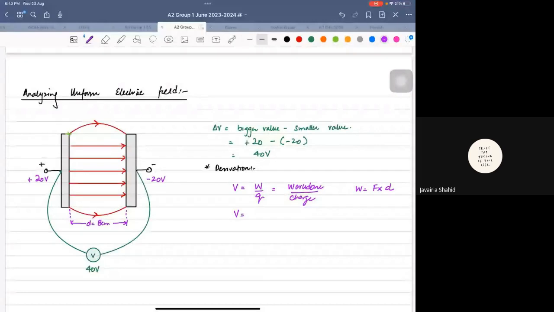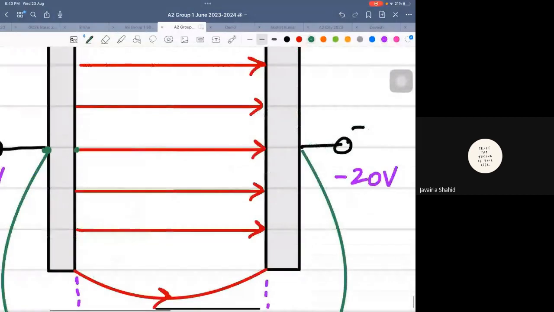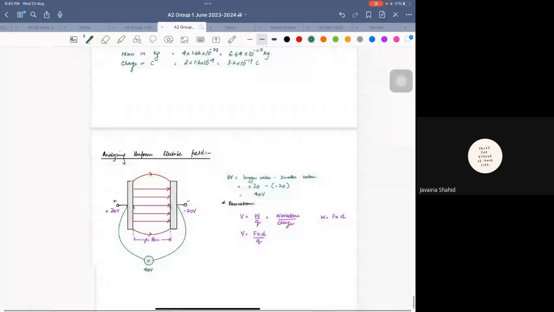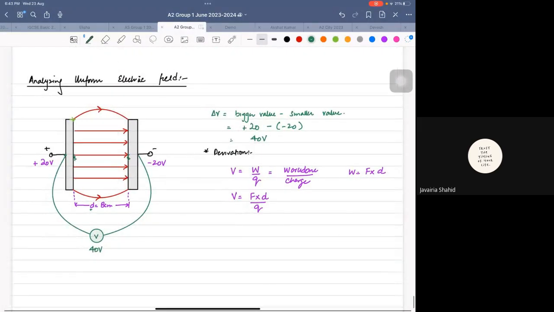If I write this as force times the distance over charge, because when a charge moves from this point to this point, obviously it will cover this much of a distance. So that's what we're talking about here. Now, check this out. Can you recall anything that's equal to force over charge? Is that something you've just done?